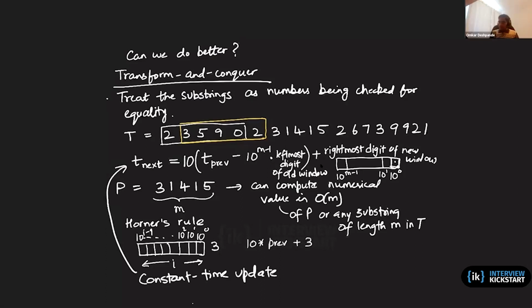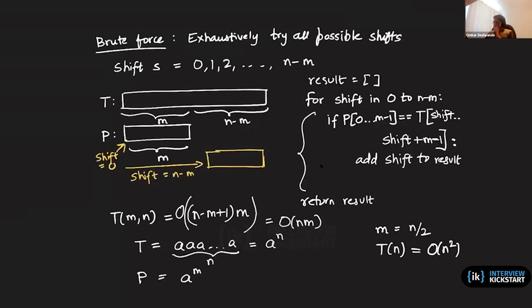Constant time update of the numerical value of the next substring in T. Okay, so this change is going to bring down the complexity of the whole algorithm.